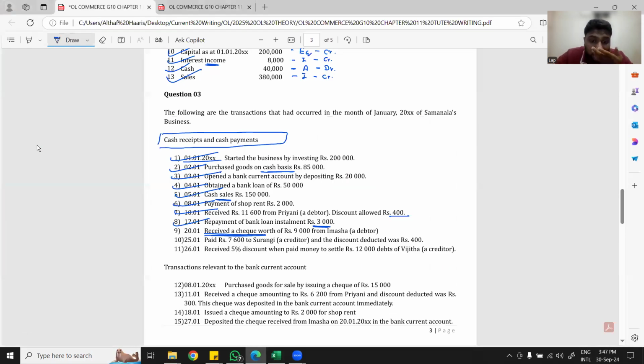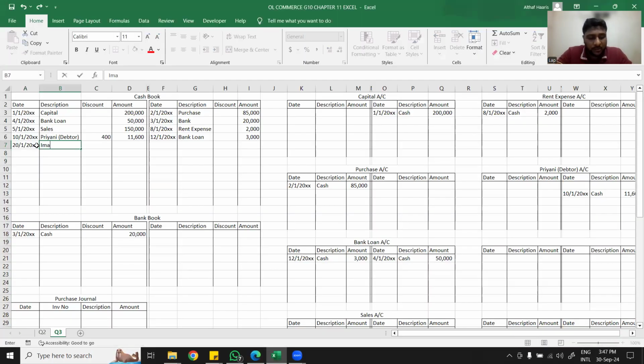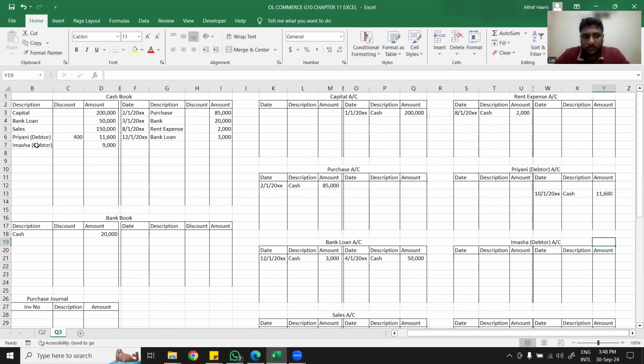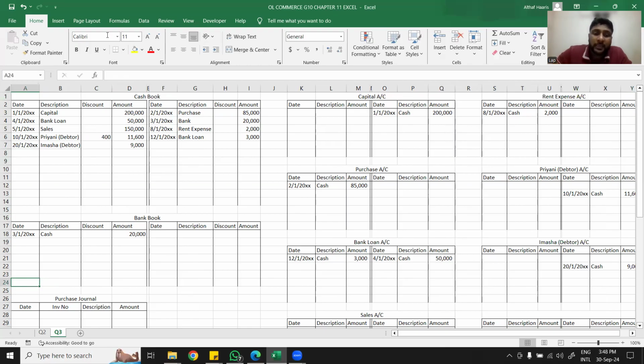2086. We are getting money from Imasha, 9,000. Cash debit, Imasha credit.